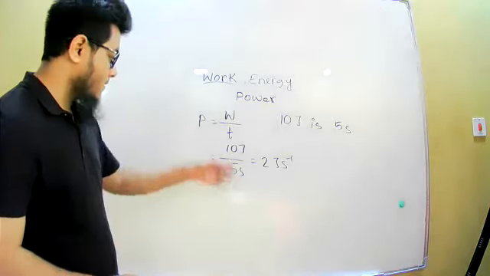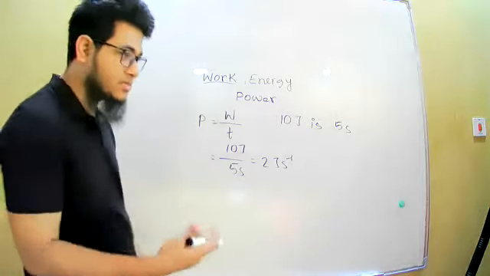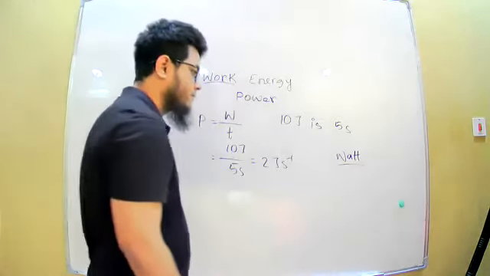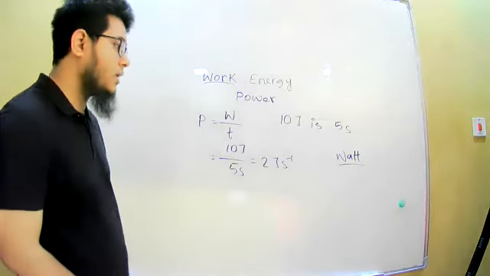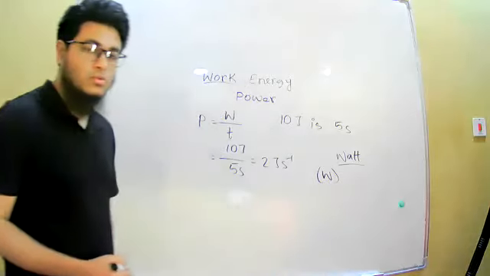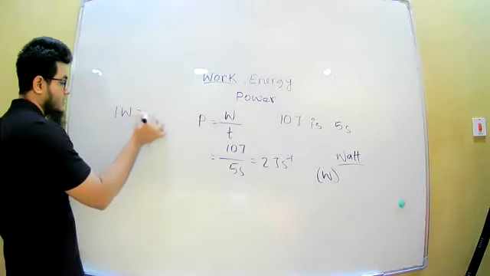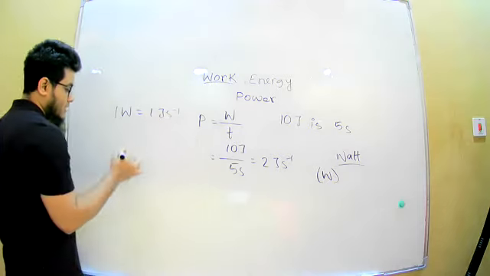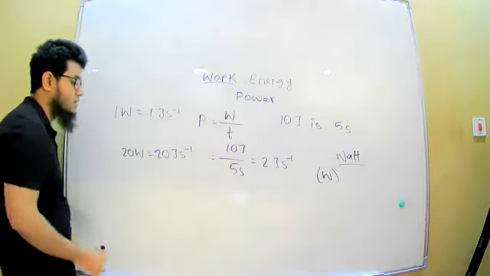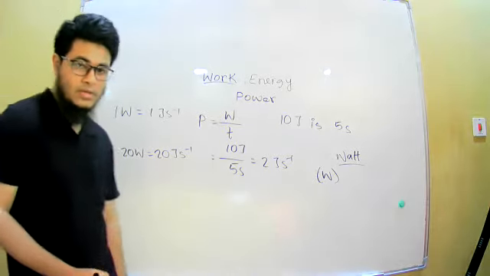Okay, so this joule per second is the unit of power, but it is also expressed as watt, W-A-T-T, and it is in short written as W. So 1 watt is equal to 1 joule per second. I will write it here. 1 watt is equal to 1 joule per second. So if I ask you what is 20 watt, you can write that 20 watt means 20 joule per second. That means in every second, someone is doing 20 joule of work. Okay, this is the significance.